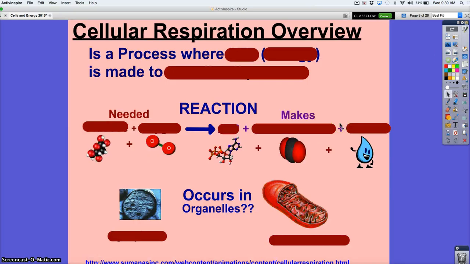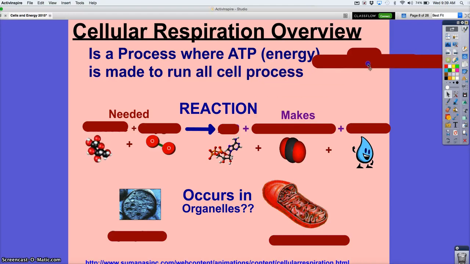So, overview of the process of making ATP. Okay? This is a full overview. What molecules are involved, and this is everything you have to know from here on out. What is needed, what is made, and where does it happen? So this is a process where ATP is made. Again, I'm repeating over and over again. Why is ATP made? For cell functions. Energy needed for cell functions.